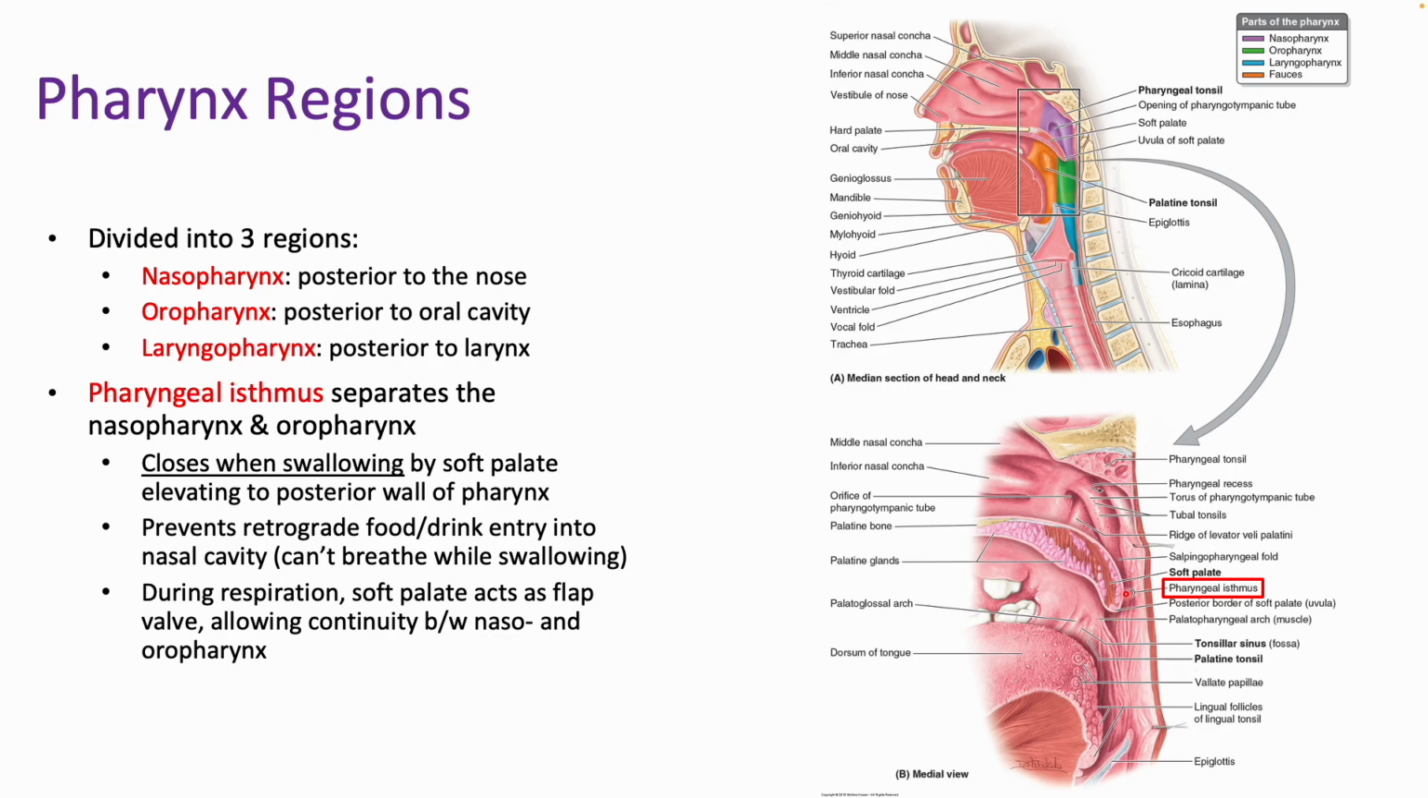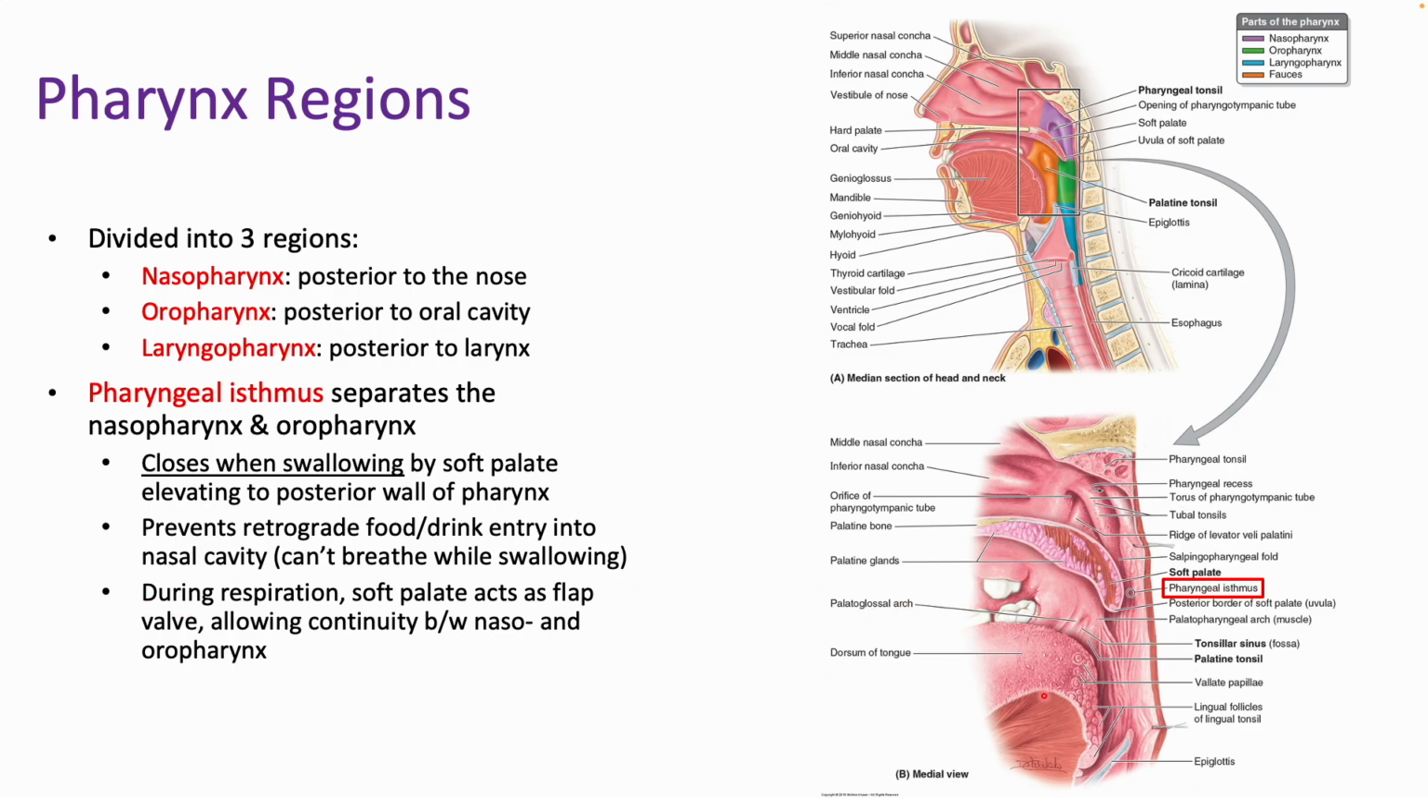And what it's going to do, it's going to close when you swallow by the soft palate elevating to the posterior wall. So when you swallow, the soft palate is going to elevate and your food will go down. And what that's going to do is prevent the retrograde movement of food or drink up into the nasal cavity. And that's also why you can't breathe while swallowing, because that's going to close.